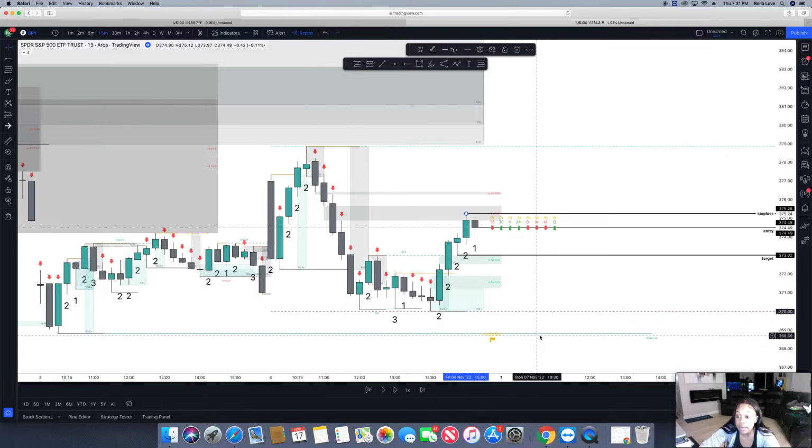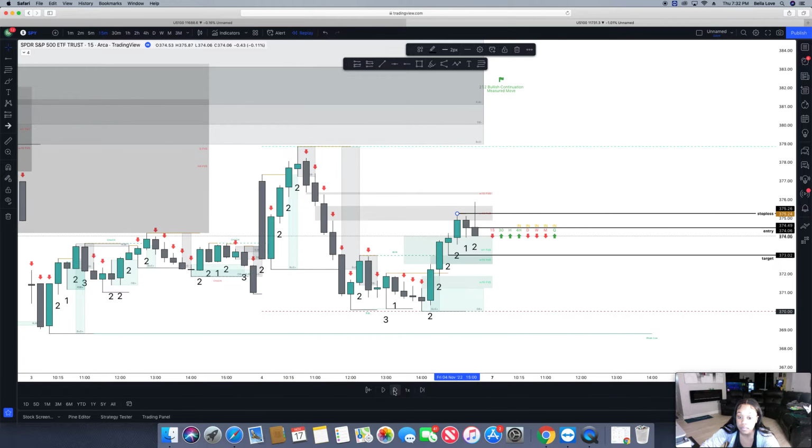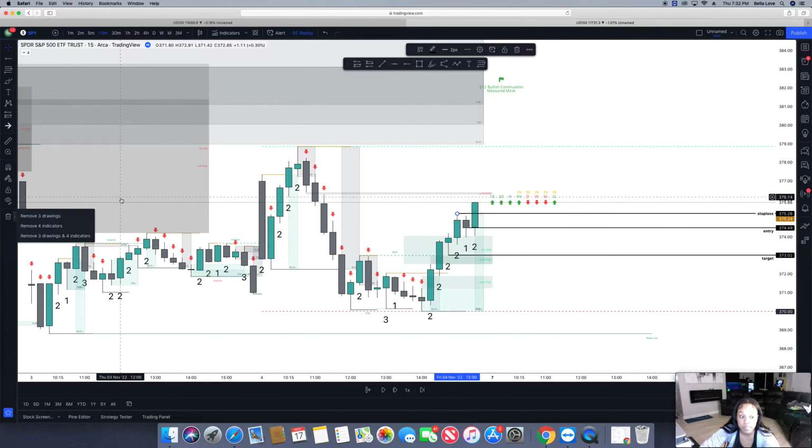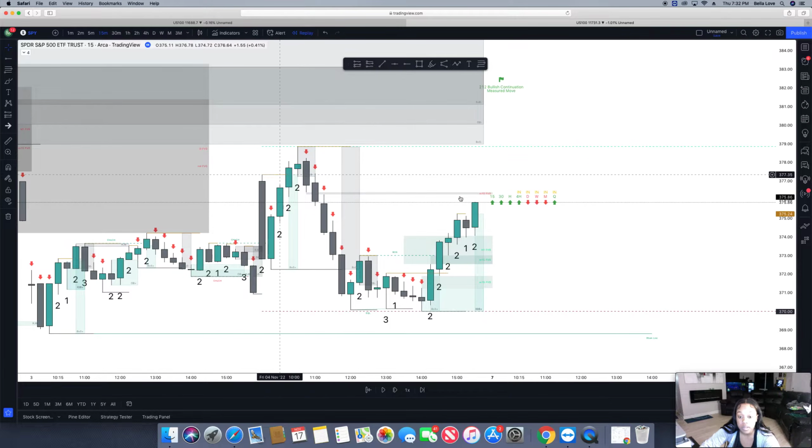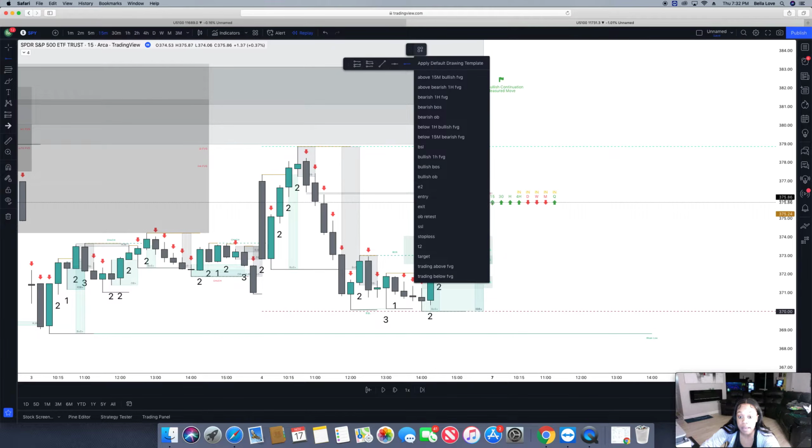So if I was entering at 374.50, I will have my stop loss 70 cents above. So you guys can see at this trade, the trade did get cut. So the trade would have been cut once it hits your stop loss. From here, it does look like it is going towards the 15-minute fair value gap, which is also trading above another bullish fair value gap.